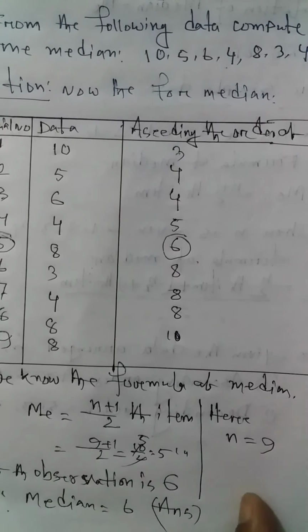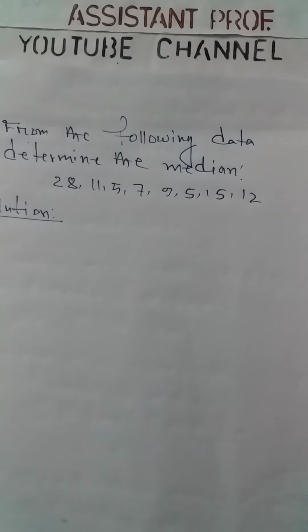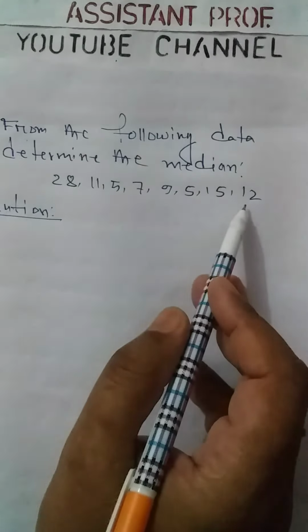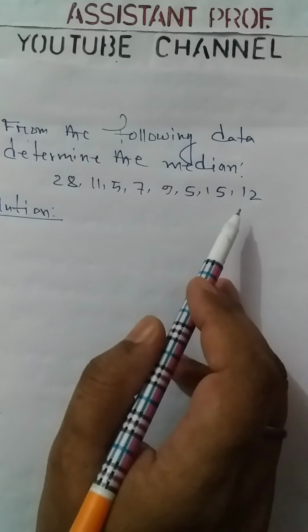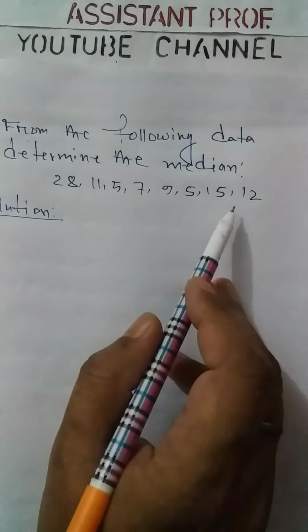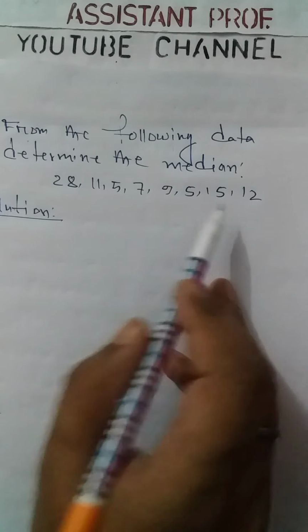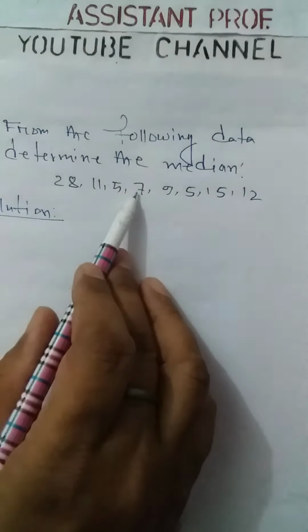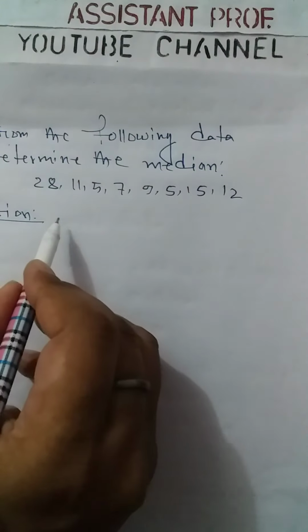Now solve the question of even number. At first, when we solve for the median, we follow the question. How many items are in the observation? 1, 2, 3, 4, 5, 6, 7, 8. That is an even number. Now calculate the median of an even number.